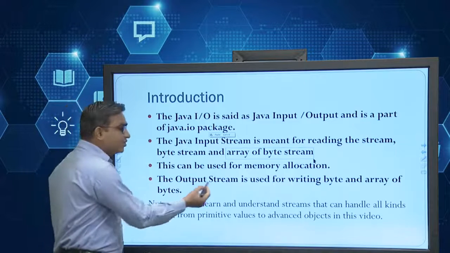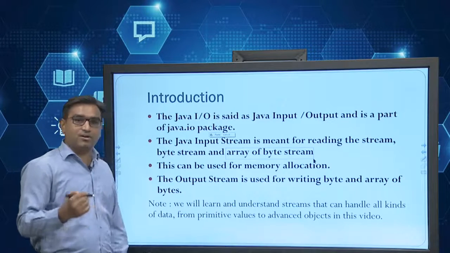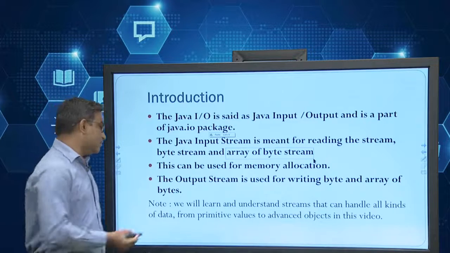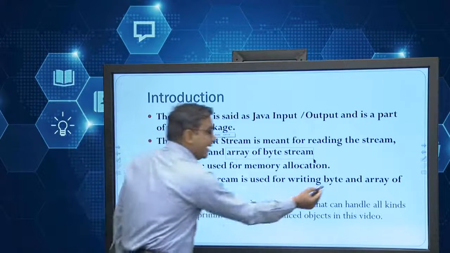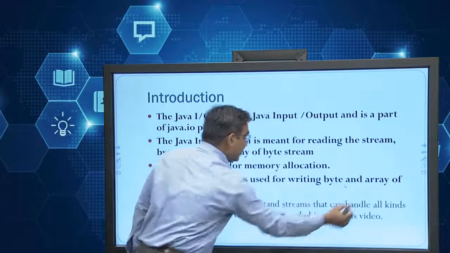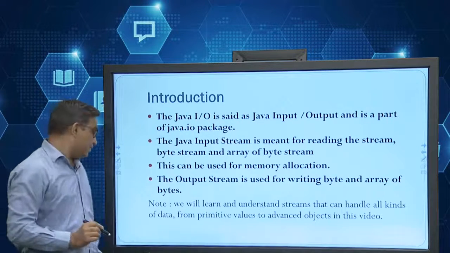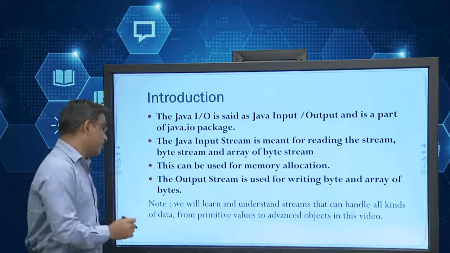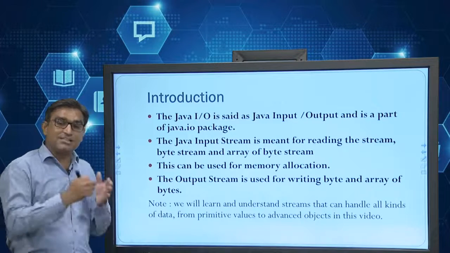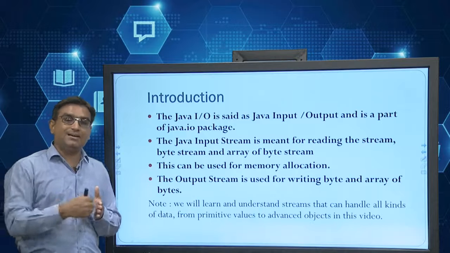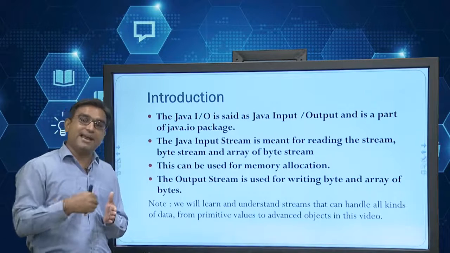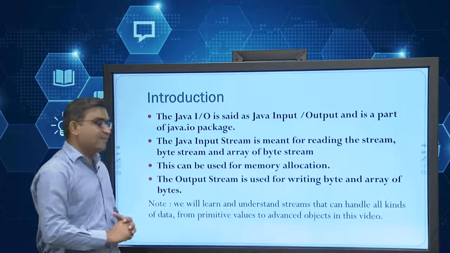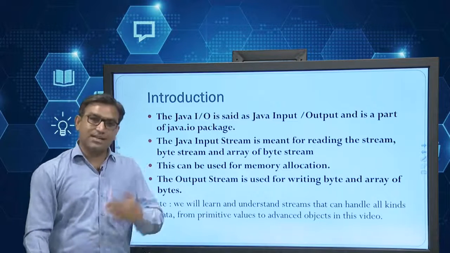Okay, so output stream is used for writing byte data on a console, in a file, in a database, in an operation-oriented way. So finally the output is either bytes or an array of bytes values. Now we will learn and understand how streams can handle all kinds of data: serialized data, image data, text data, numeric data, any format of data, from primitive values to advanced objects to a video part. Okay, so that we will learn.